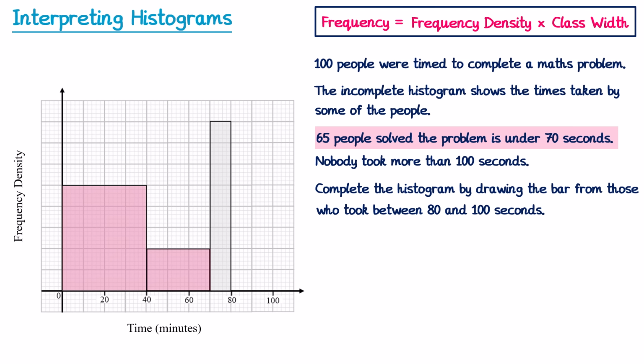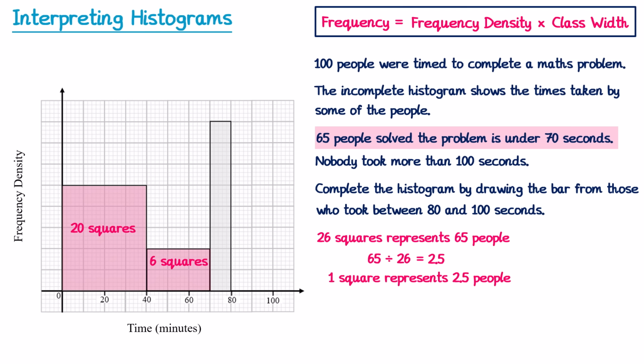So for this question here, the first bar is 4 big squares along the bottom and 5 big squares high. So I'd say there's 20 squares in that bar. The next bar is 3 squares along the bottom and 2 squares high. So there's 6 squares in that bar. Now I know that both of these bars need to represent 65 people. And since there's 26 squares in total, then 26 squares represent 65 people. If I divided 65 by 26, I would find out how much one of those squares represents, which gives us 2.5. So each one of the squares represents 2.5 people.